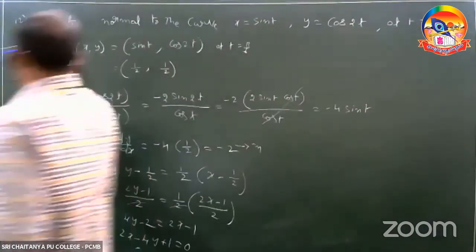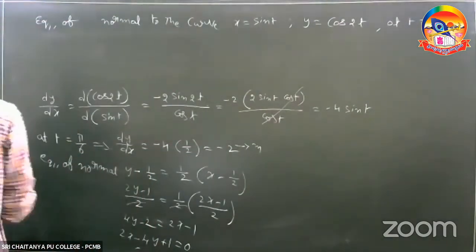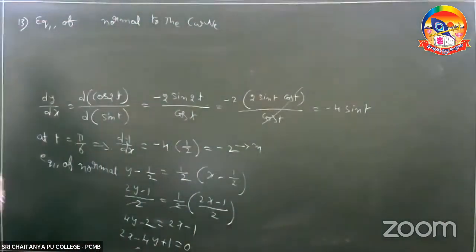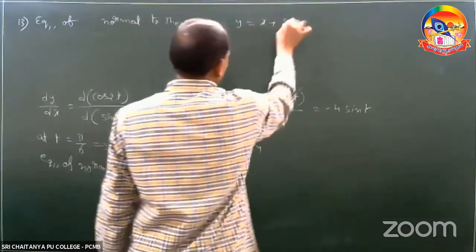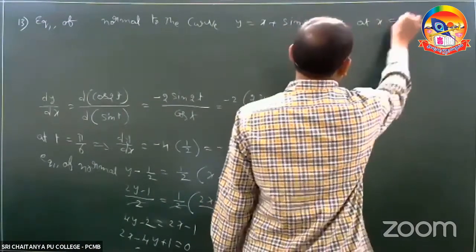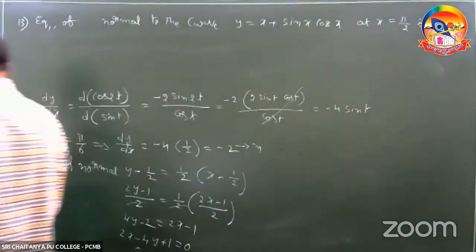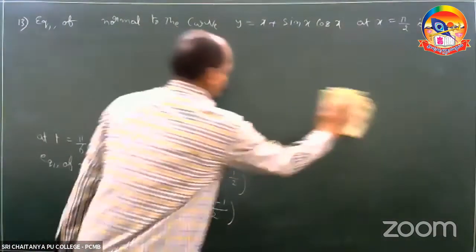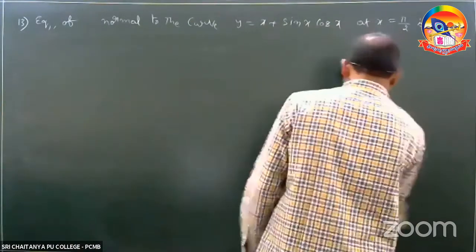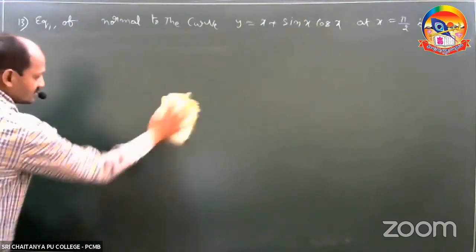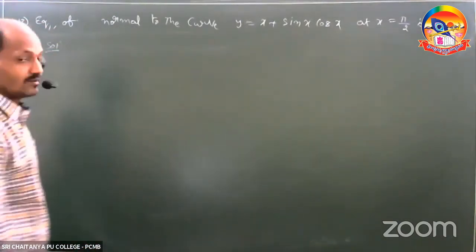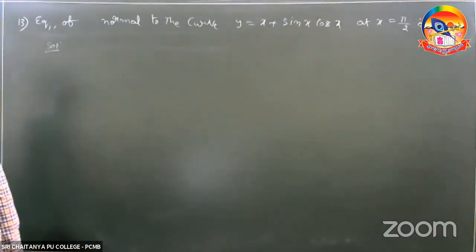Done. Next, 13th one. Equation of normal to the curve y is equal to x plus sin x cos x at x is equal to pi by 2. Okay, so equation of normal to the curve.